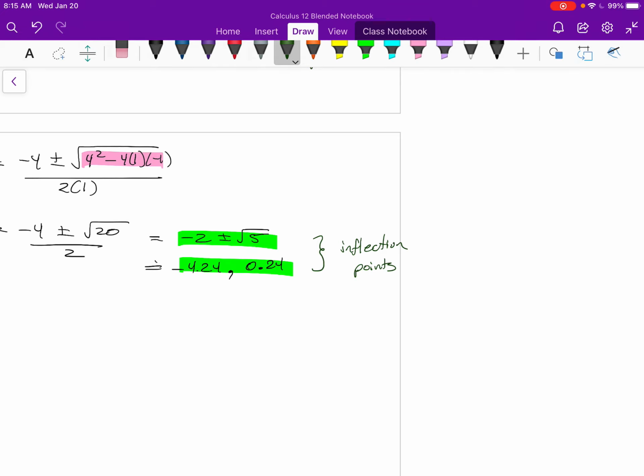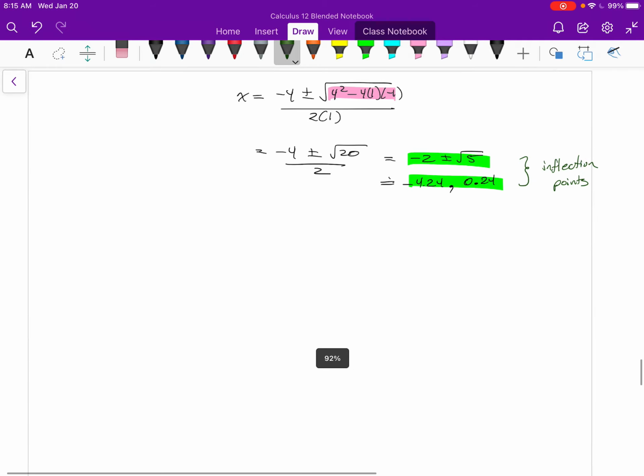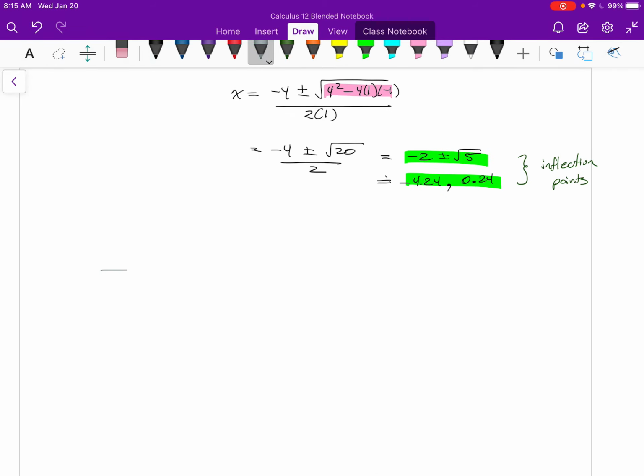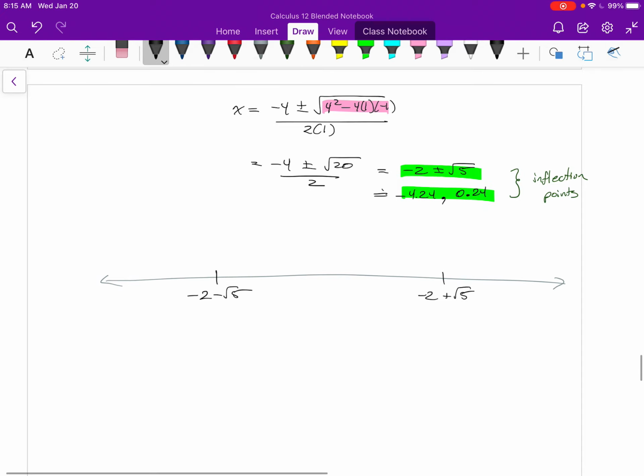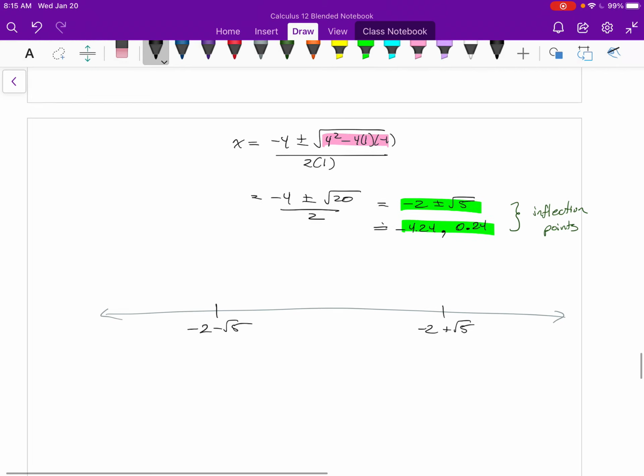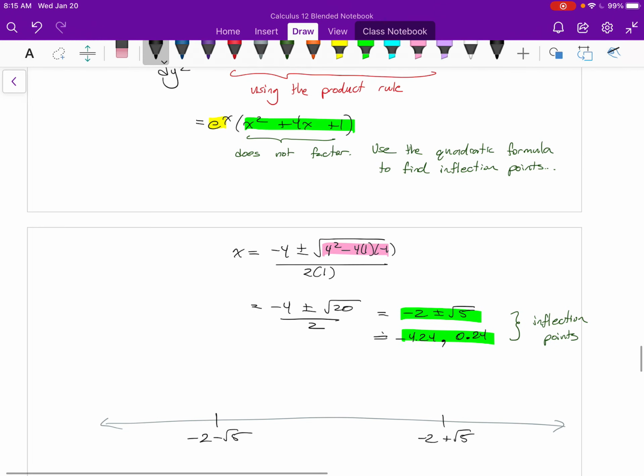So let's figure out where its concavity. And again, in terms of concavity, all I care about are those two inflection points. I'll write the exact values. So I'll get negative 2 minus root 5 and negative 2 plus root 5. And then pick a number. Now again, this is where the decimals might help. That negative 2 minus root 5 is approximately negative 4. Pick any number less than negative 4. You could go negative 5 or whatever you want and put it into the second derivative.